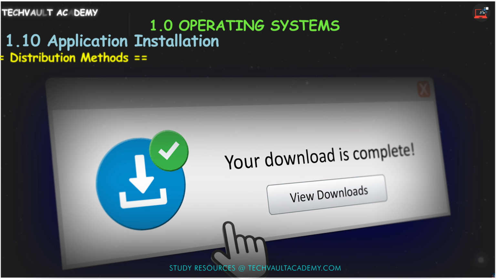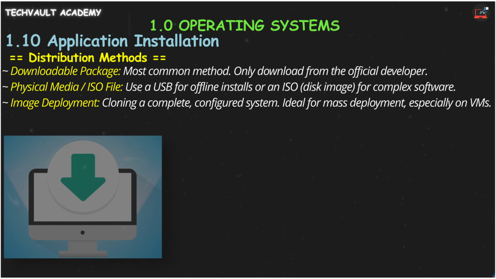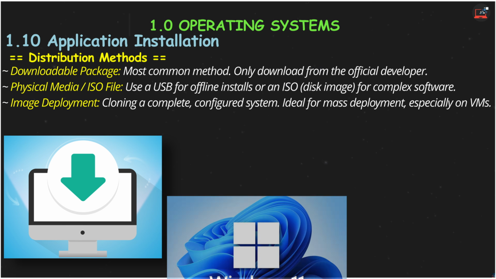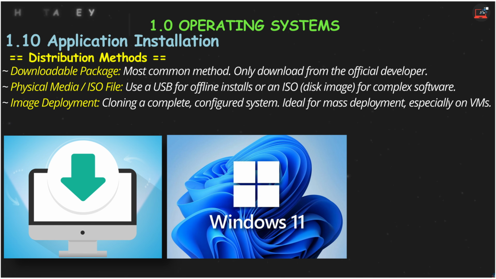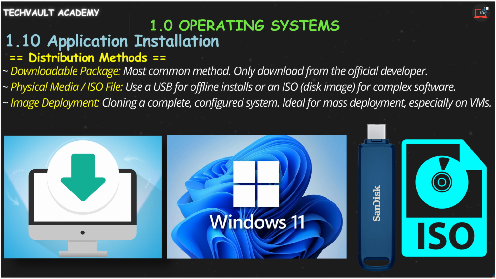Now, how do we get the software? The most common distribution method is a downloadable package directly from the developer's website. Always download from the source to ensure it's legitimate. For offline systems or complex installations like an entire OS, you might use physical media, like a USB drive or a mountable ISO file. An ISO is a perfect digital copy of a disk. Letting it mount lets the OS read it like a real drive.